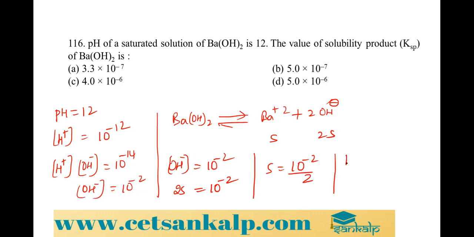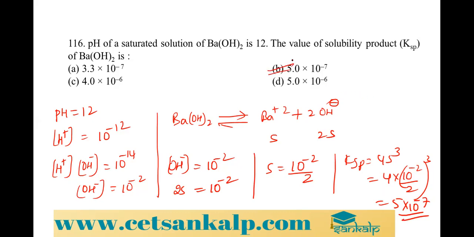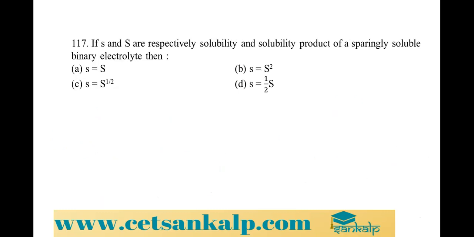So the Ksp value we know is 4S cube, that is nothing but 4 into (10 to the power minus 2 divided by 2) whole cube. So you know what the answer will be, right? 5 into 10 to the power minus 7 is the answer. So option B is coming. Correct? So option B. Next, question number 117.